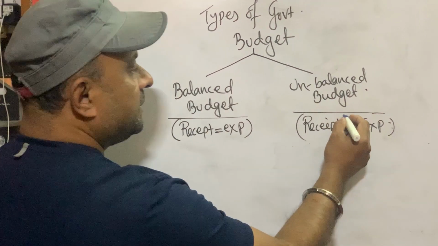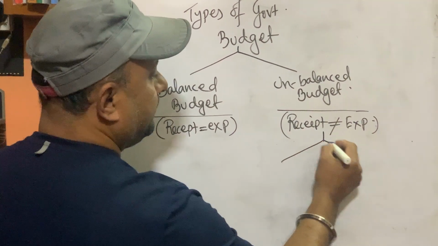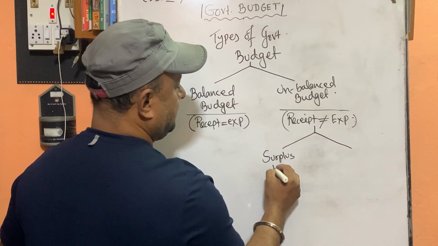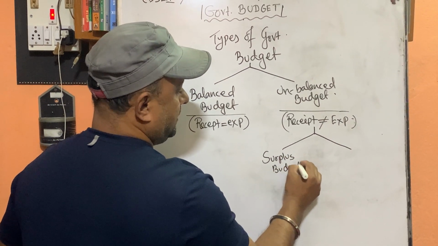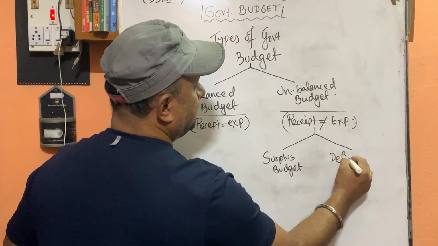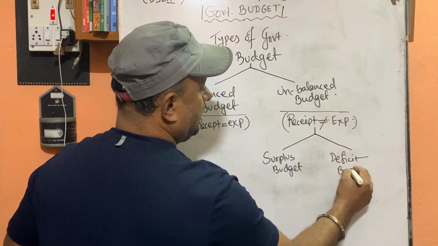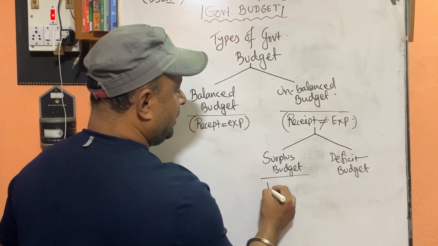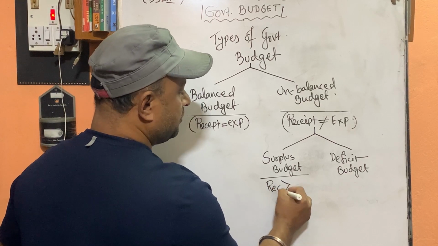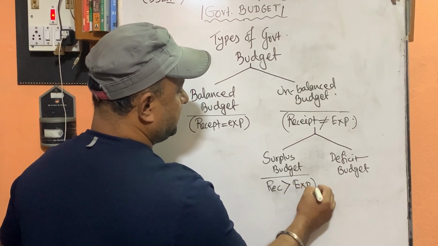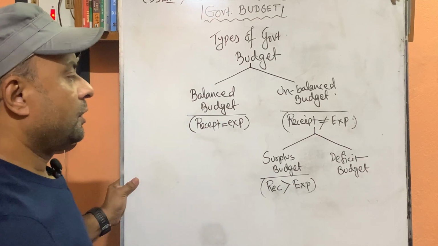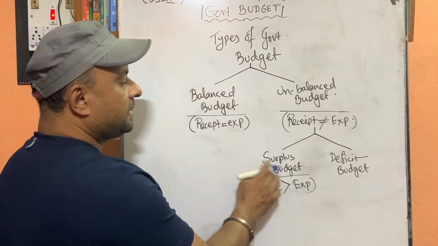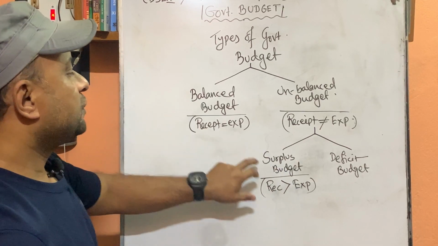Okay. Out of this, there are two types of unbalanced budget. One is surplus budget. Another is deficit budget. Surplus budget means where government's receipt is more than government expenditure. Means government is spending less, and government can save money. This is surplus budget. Generally in developed countries, such types of budgets are formed, either balanced or surplus budget.